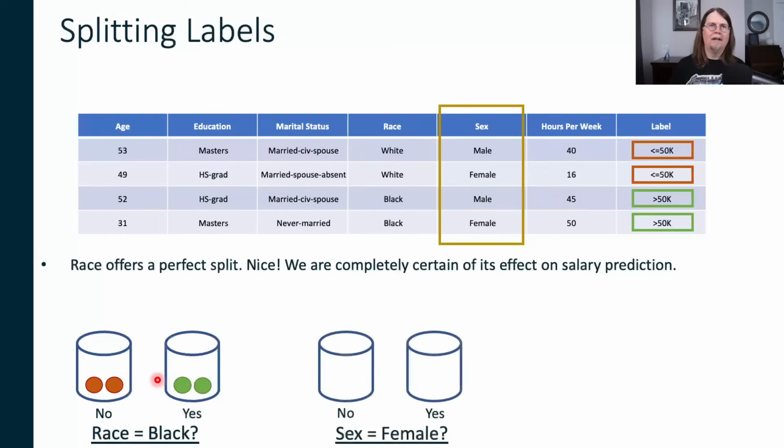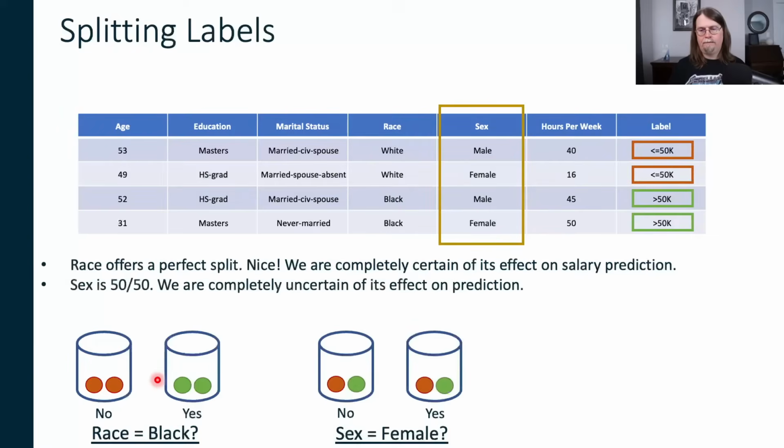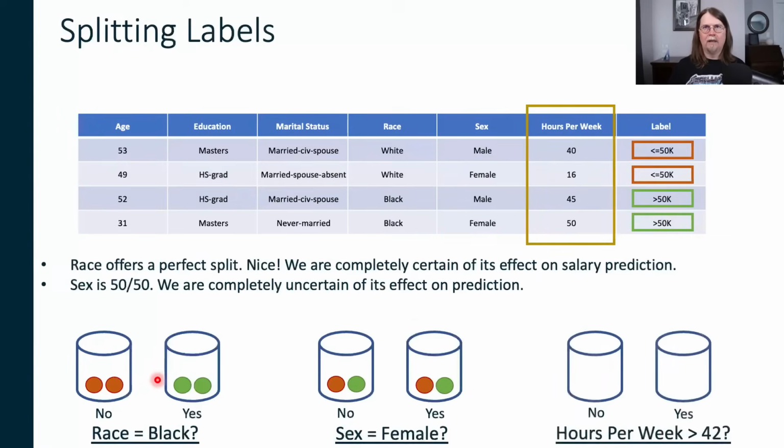It looks at sex equals female. Not great. It looks at hours per week. Decides on a rule of greater than 42. No reference to the Hitchhiker's Guide to the Galaxy, by the way. And if you don't get that reference, don't worry about it.